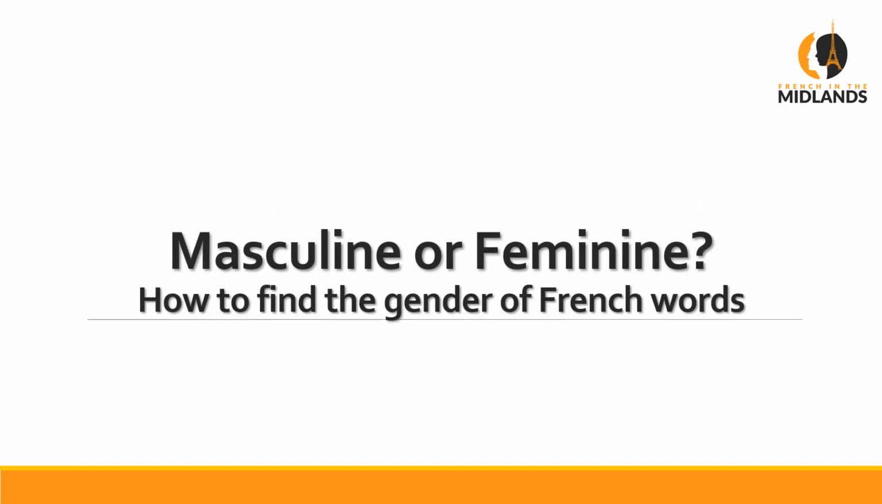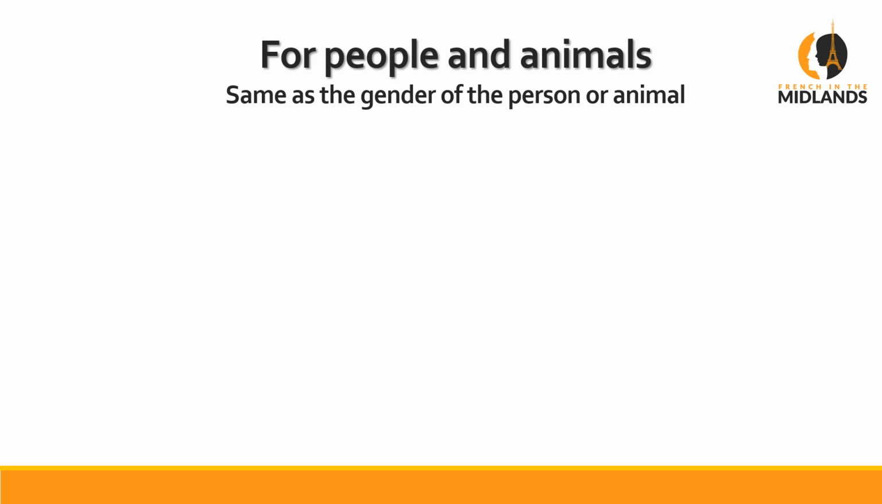Today we're going to find out how to decide whether a noun is masculine or feminine. First of all, we'll have a look at people and animals because it's actually the easiest category. And then we'll have a look at objects and concepts. Now for people and animals, I would say it's the easiest because the masculine and feminine matches the gender of the person or the animal.